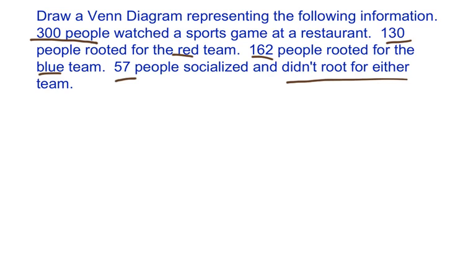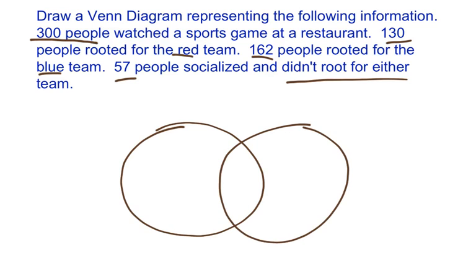So on a Venn diagram, we always have at least two circles. So I'm going to have two overlapping circles. And one of them is called red, the other one is blue. And for the red team, all we know is the total is 130.